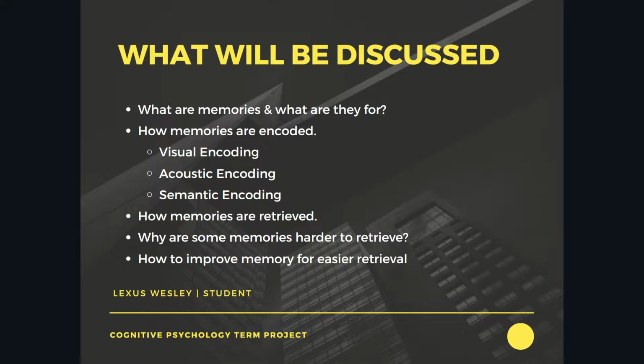What we'll be discussing: what are memories and what are they for? How are memories encoded through visual encoding, acoustic encoding, and semantic encoding? How are memories retrieved? Why are some memories harder to retrieve? How to improve memory for easier retrieval.